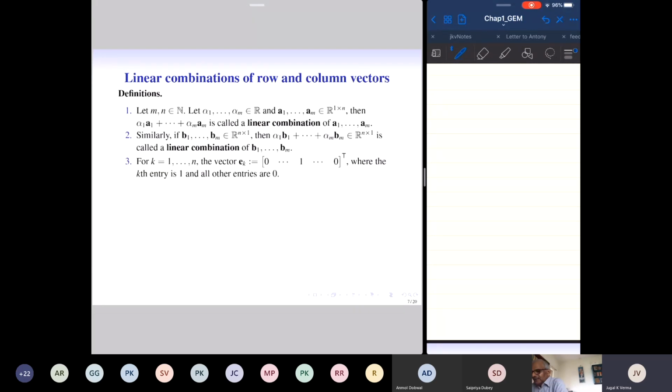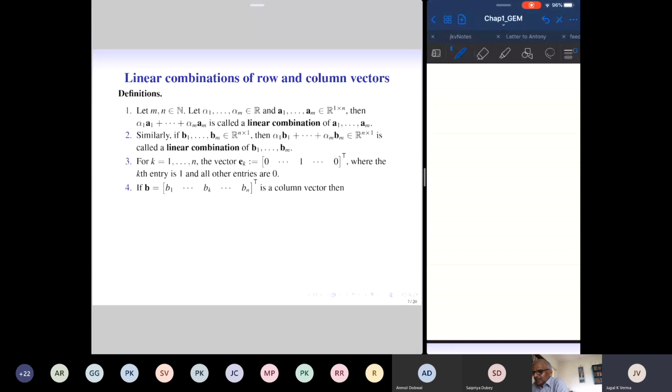Now we have very, very special column vectors called E_k. These are column vectors where only one entry is 1, namely the kth entry is 1, and other entries are 0. So these are column vectors. E_k denotes a column vector where only the kth entry is 1, other entries are 0.